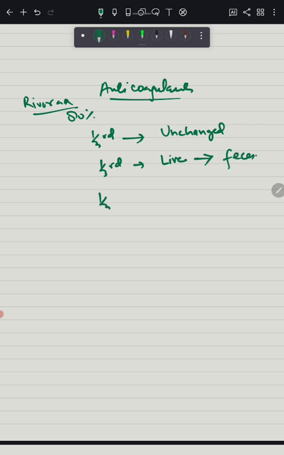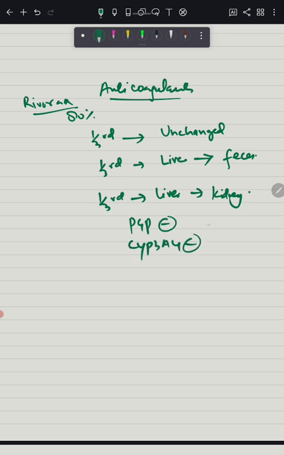and 1/3 is metabolized in the liver and then excreted via the kidney, and it's a substrate of PGP. If other drugs which inhibit PGP, for example PGP and CYP3A4 inhibitors, are given along with it, the rivaroxaban drug level will increase. So drug level increases if PGP inhibitors or CYP3A4 inhibitors are given along with it.